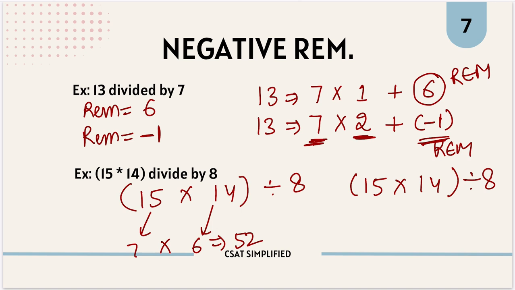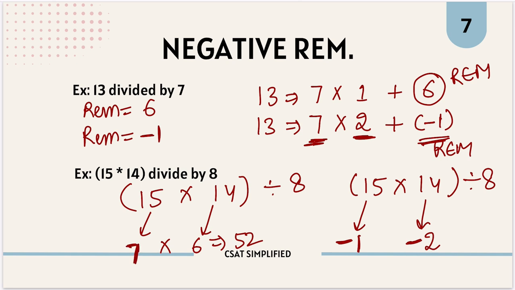But is it not 7? Is 7 not equivalent to -1? Correct? Because if 15 is 7 far from 8, it is just 1 less than 16. So 15 gives a remainder of -1 when divided by 8. 14 is -2. And how did we calculate -1 and -2?